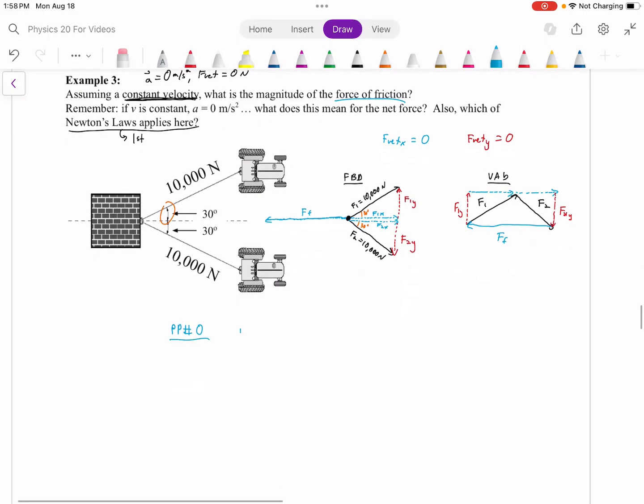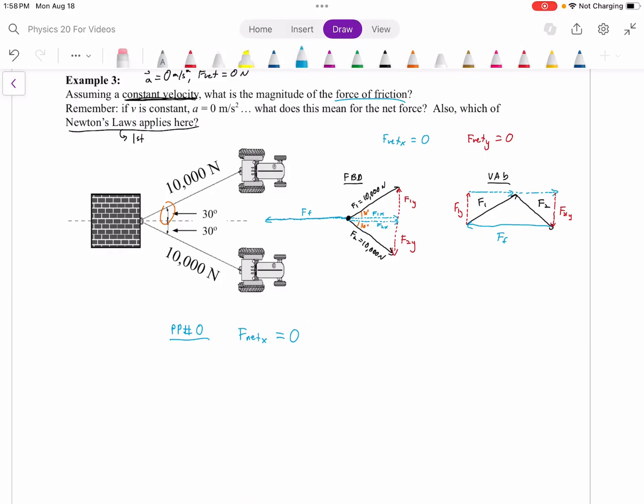So we can just say we know that F net x has to equal 0. That's going to be our starting point here. And now we can get more specific. We can say, okay, well, what is F net x? It's the sum of all the forces in the x-axis.